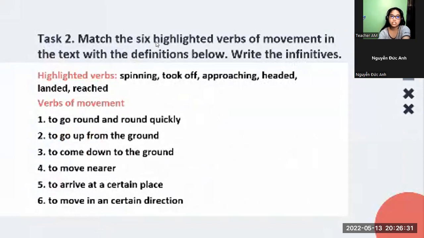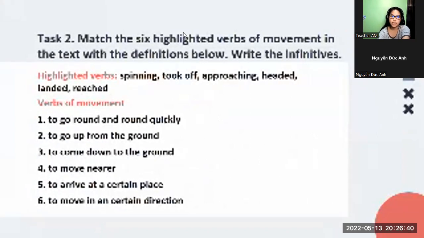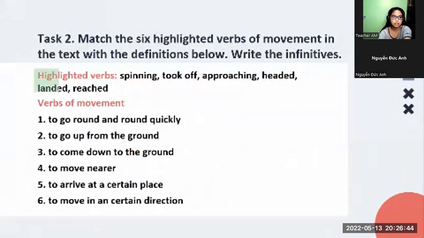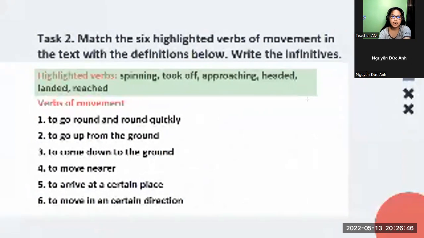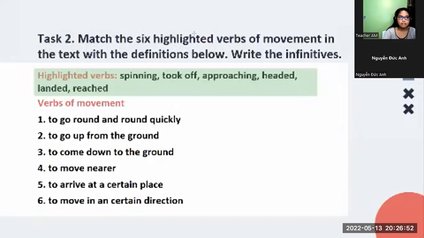I want you to match the six highlighted verbs of movement in the text with the definitions below. Then you can write the infinitives. Okay, so we have highlighted verbs here. I'm going to highlight this one for you. Highlighted verbs which are spinning, took off, approaching, headed, landed, and reach. Okay, so we have the verbs of movement.